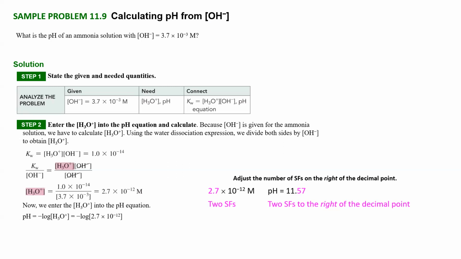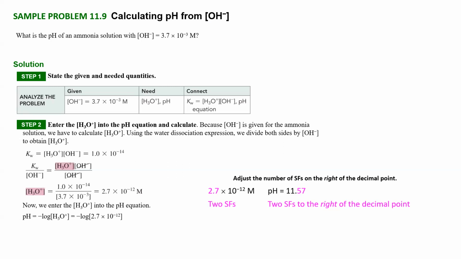So first, we determine the hydronium ion concentration by taking Kw, which is 1.0 times 10 to the negative 14, and dividing it by the hydroxide ion concentration, which is given to us as 3.7 times 10 to the negative 3. This gives us 2.7 times 10 to the negative 12 as our concentration of hydronium ion. Once we have that, we can plug that into the negative log of the hydronium ion concentration equation to calculate pH.